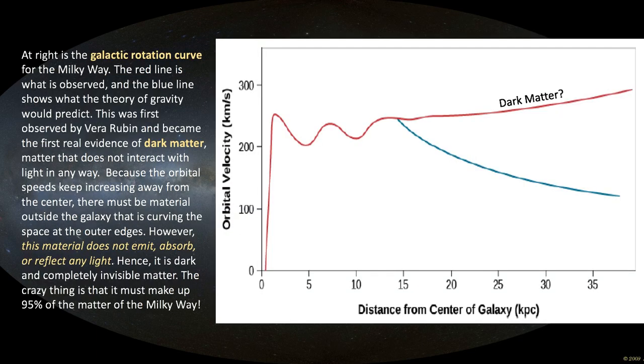But that is not what we find. So this is another rotation curve. This is the galactic rotation curve. And there's some bumps and wiggles. You might be able to guess why that is, right?